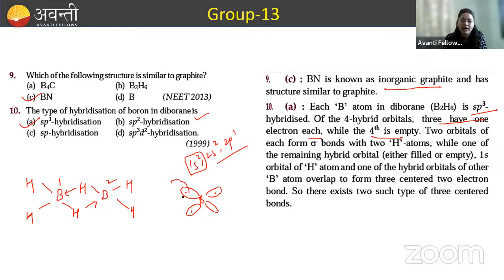Okay, यहाँ पे हमारा आ गया हाइड्रोजन, यहाँ पे हमारा आ गया हाइड्रोजन. So 2 orbitals of each hydrogen forms here the sigma bond with the boron atom, while one of the remaining hybrid orbital, either filled one or the empty one, okay, that connects with the 1s orbital of hydrogen atom. तो यहाँ पे फिर से हाइड्रोजन एटम के साथ इसकी बॉन्डिंग होगी. And one of the hybrid orbitals of other boron atom.